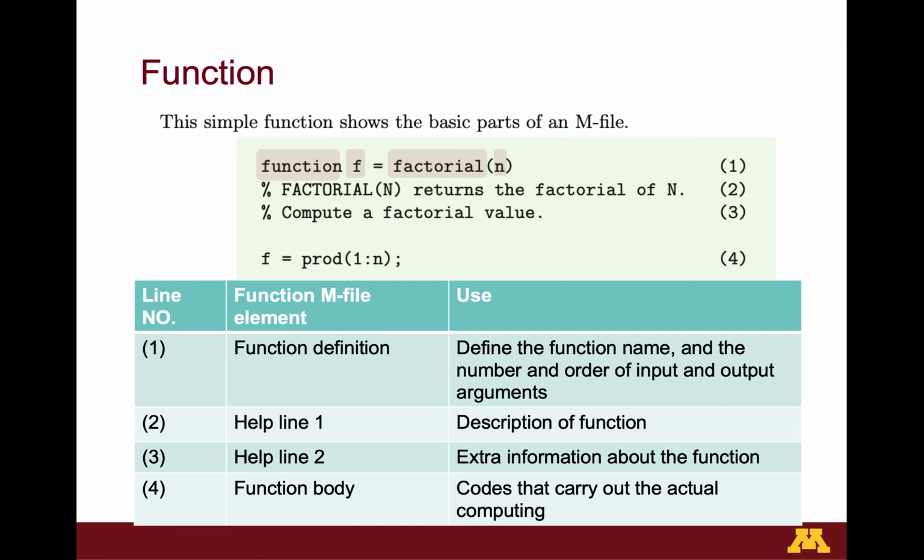And there are 4 lines in this example, 1, 2, 3, 4. In fact, 2 and 3 are just comments. They don't execute at all. So the key lines are the first one and the last one. The first line is the function definition line. It defines the function name, and the number and order of input and output arguments. And the fourth line is the function body, which includes code that carries out the actual computing. So in this simple example, there is only 1 line needed for the computing. The function body is only line 4.